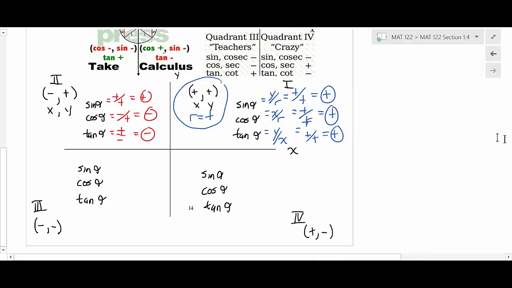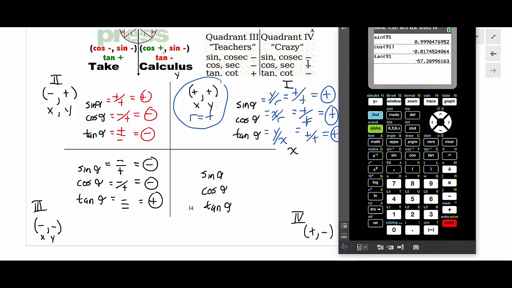Okay, so it's going to be a little bit different in every quadrant. Let's go to the next one. Sine is y over r. Y is negative. R is always positive. Remember, x and y are both negative in quadrant 3. So that means we get a negative answer for the sine of a quadrant 3 angle. Cosine is x over r. X is negative, so the cosine of a quadrant 3 angle is also negative. Tangent's y over x, so we'd have negative over negative. So what do you have? You have a positive.